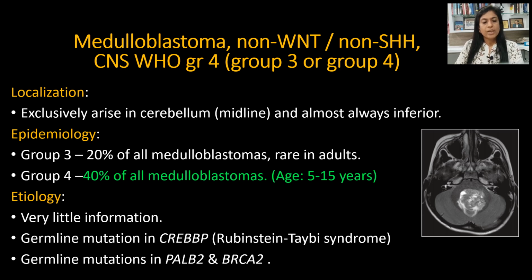So coming to medulloblastoma group 3 and 4, it is called non-Wnt and non-SHH because activation of these pathways is not seen, and very little information is available about this group. Now these arise exclusively in the midline, and most of the time are found in the inferior portion. They are associated with CREBBP mutation, that is Rubinstein-Taybi syndrome.